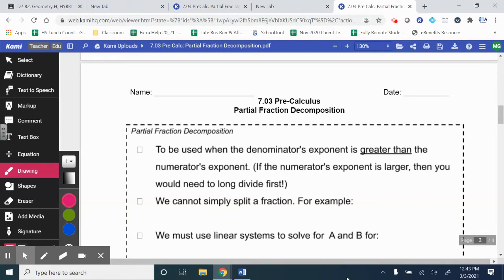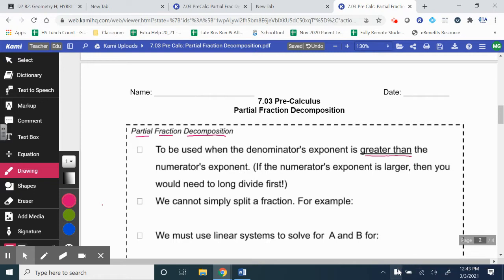All right, we are on 7.03 for pre-calc today. We're talking about partial fraction decomposition, which can be a really tricky topic. So first of all, a couple little things here. Partial fraction decomposition is used when the denominator's exponent is greater than the numerator's exponent. If the numerator's exponent is larger, so if you have a higher exponent on the top, then you would need to use long division first.